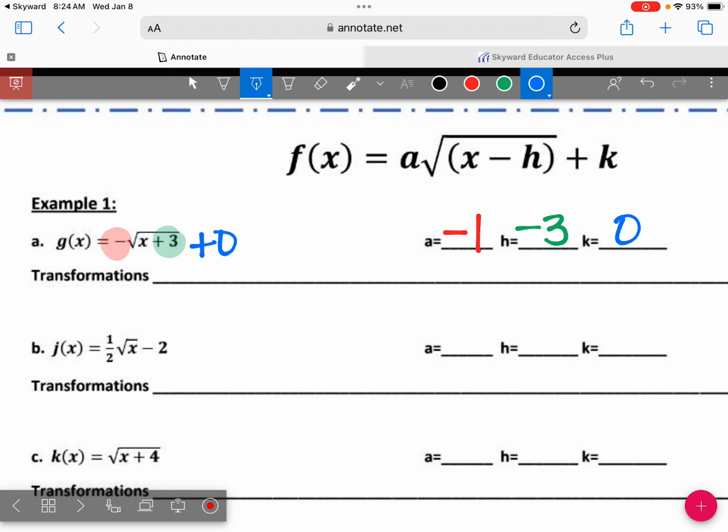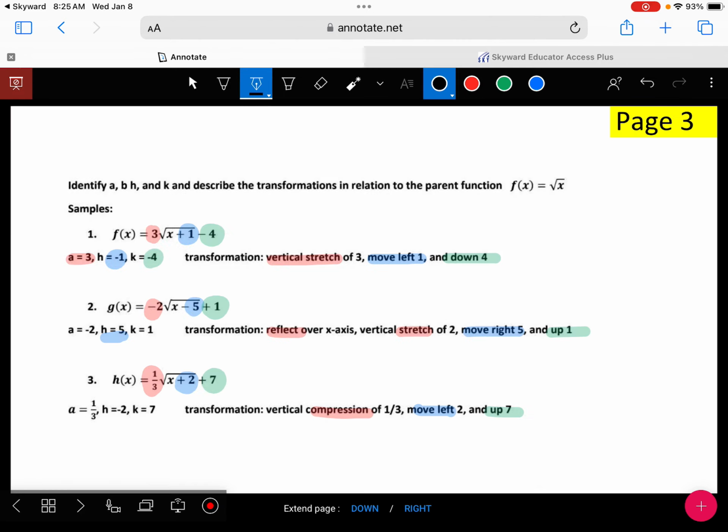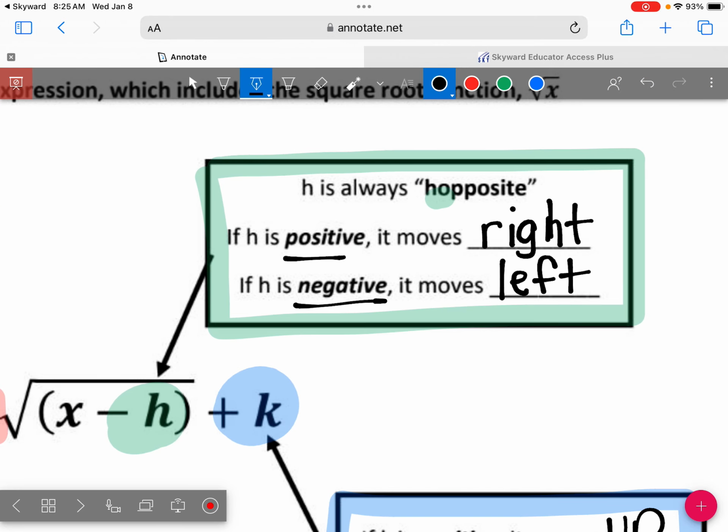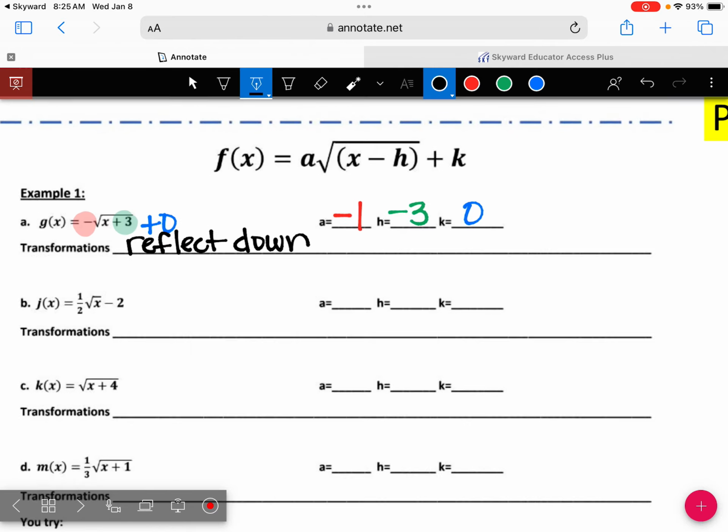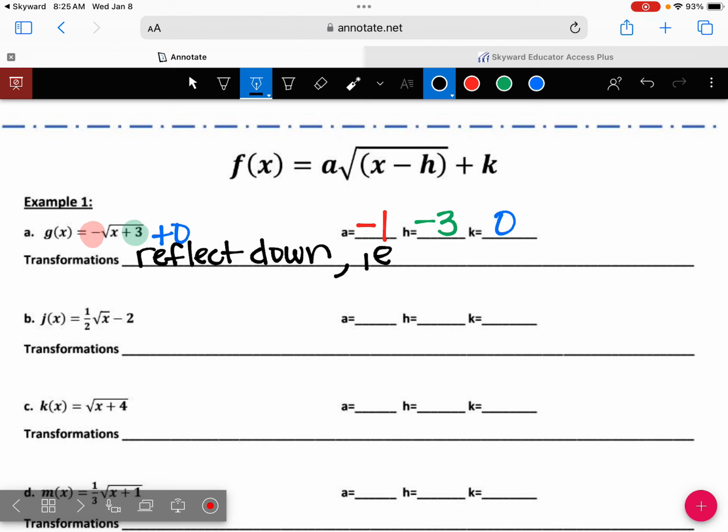So let's go ahead and write what's going to happen. Because A is negative, this graph is going to reflect down, because that's what we said it's going to do. If you go back to the last page, if A is negative, it makes the graph reflect. H is also negative. So is that going to move the graph left or right 3? Left. So let me go back here. Remember, we said if H is negative, it moves it left. If H is positive, it'll move it right. So H is negative, so it's going to go left 3. Ooh, this little stylus is raggedy.